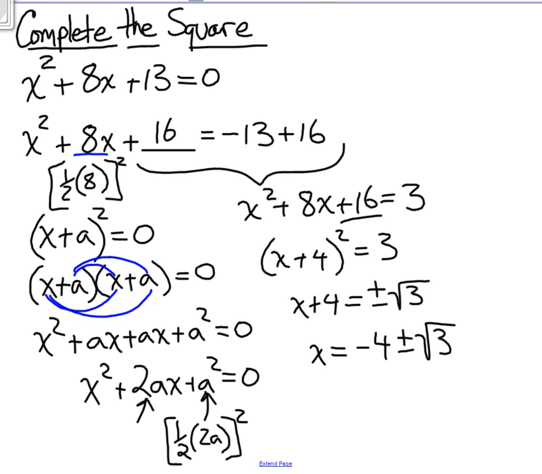This is a parabola. The vertex is located at x equals negative 4. This is the center axis of symmetry, the vertical axis. And then the x-intercepts are at negative 4 minus the square root of 3 and also at negative 4 plus the square root of 3. That's where you have your x-intercepts.